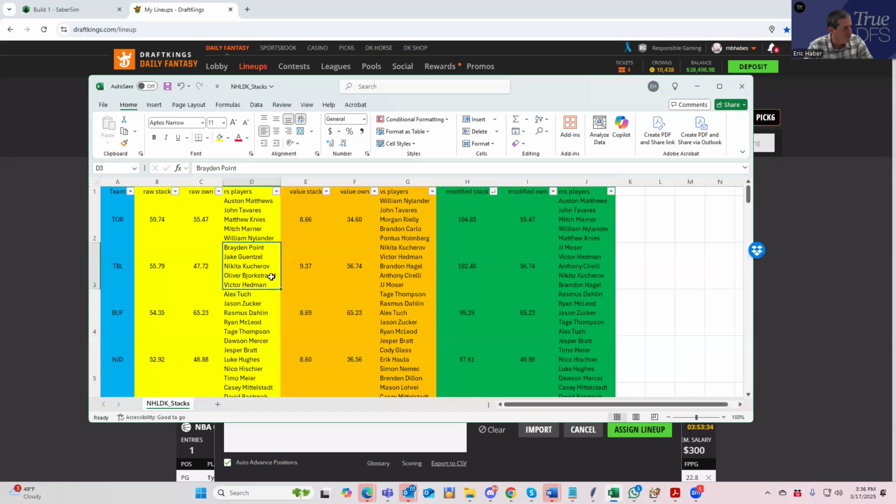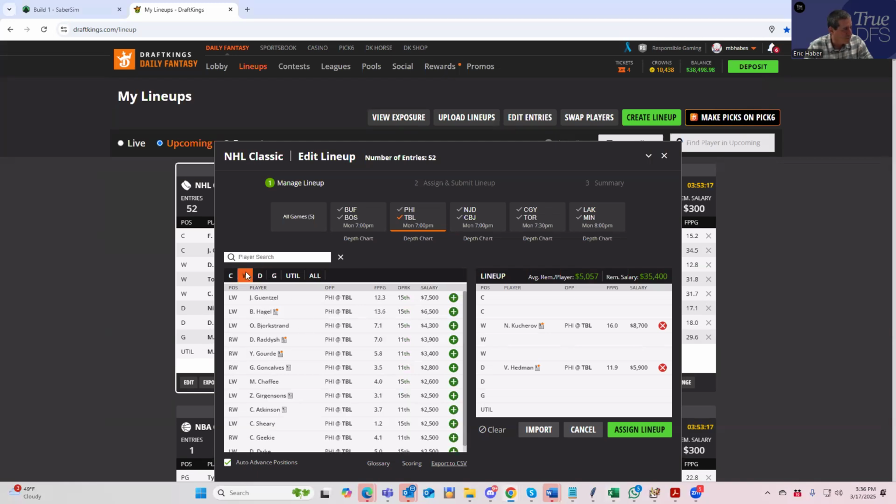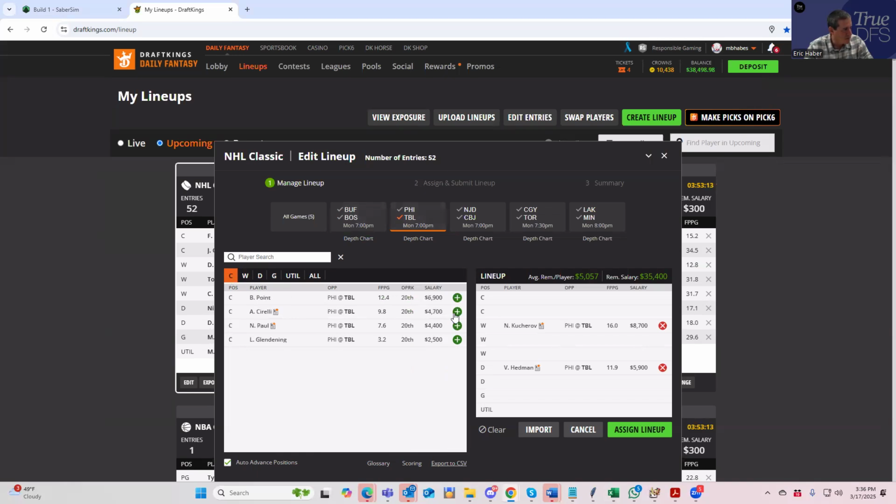Points is not in all of them. Gensel is not in all of them. So we're going to start with Kucherov and Hedman. And then let's see what the cheapest ones are. So Cirelli, that looks pretty good. So let's put him in. Let's see, center. Okay. Cirelli.